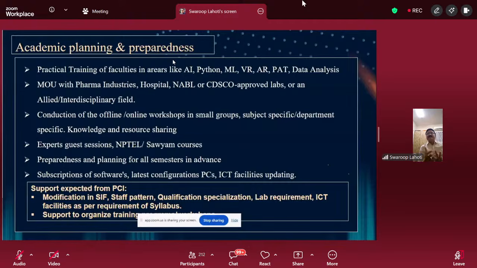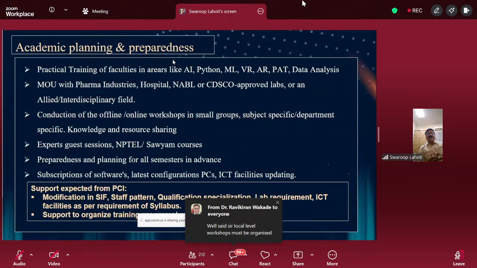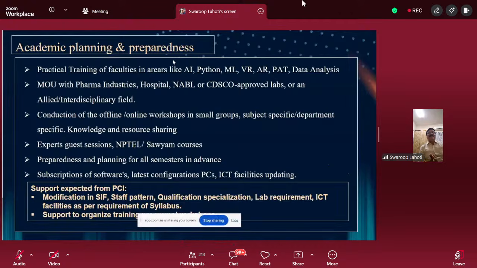Most important, as rightly put by CR Patel sir, is sharing. Knowledge and resource sharing is important, because it is not possible for one person or one institution to cover everything. So knowledge sharing and resource sharing is the need of the time for this syllabus. Along with that, there are expert guest sessions. Many NPTEL and SWAYAM courses are available on this syllabus, so we can ask students to join these courses to get an idea about them.